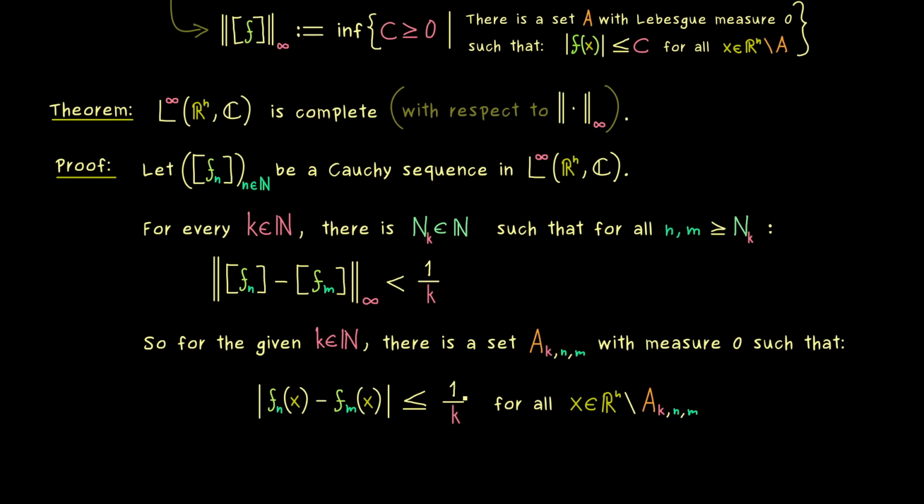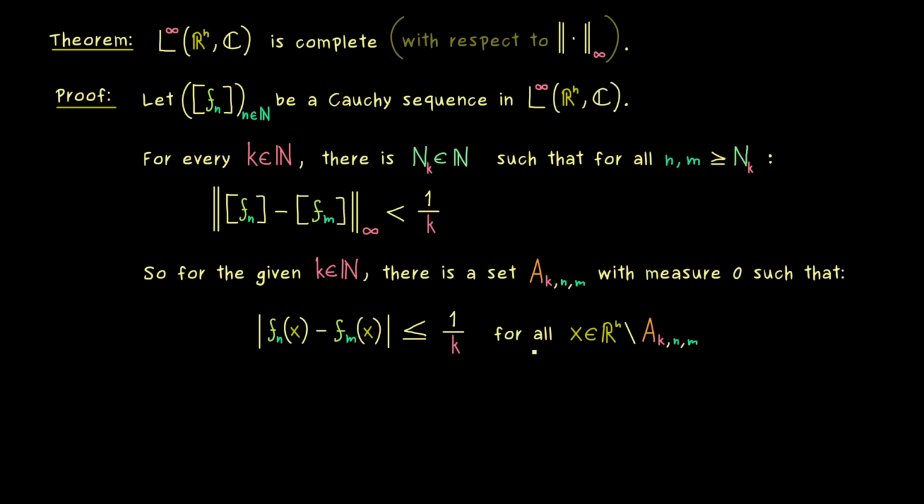Therefore, we can easily look at the whole union of these sets. So for example, we can go over all possibilities for the indices n and m. And we know these indices have to be greater than or equal to nk. And in addition, we can also form the union over all possible k's. So not a big problem, the whole thing is still a countable union. And since we have the sigma additivity for the Lebesgue measure, we know that the resulting set here is still a set with measure 0.